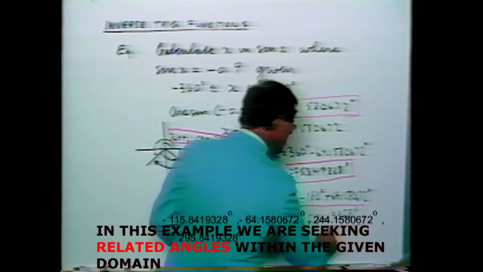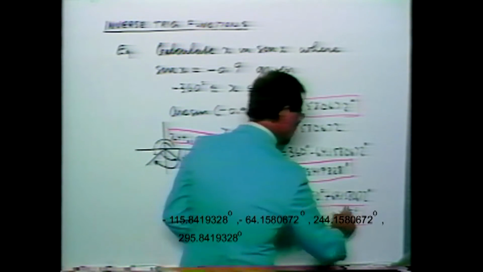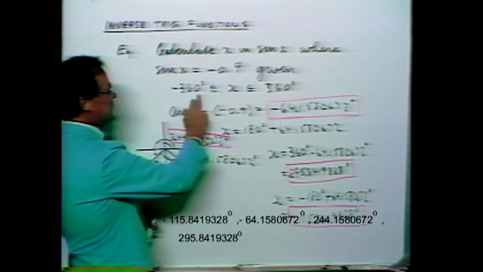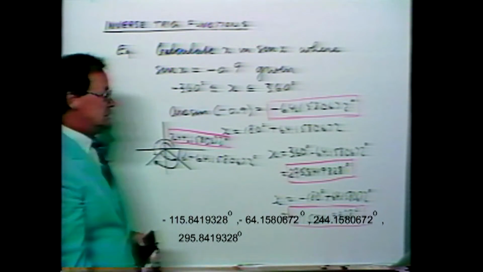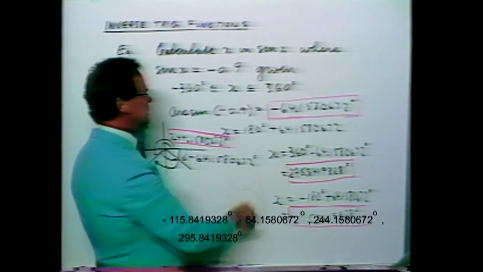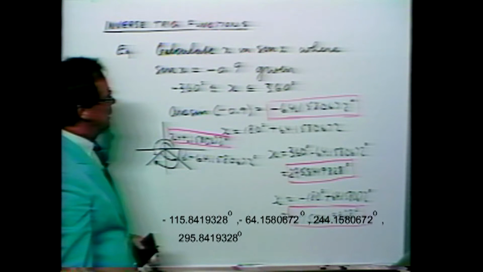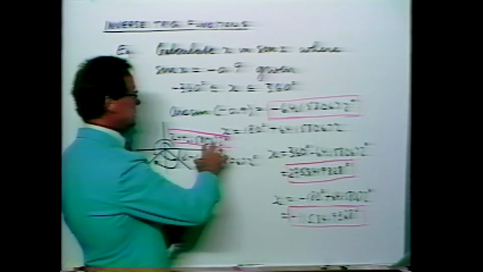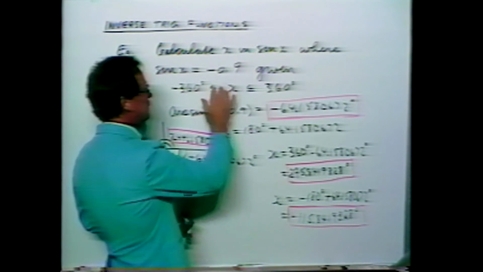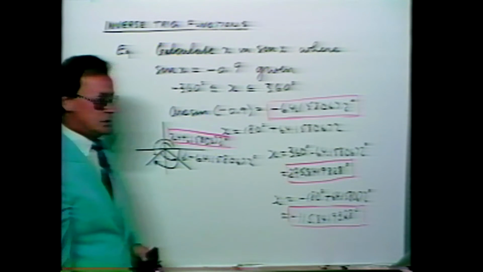And all of these results range between the limits negative 360 degrees and positive 360 degrees. If you placed any one of those quantities in your calculator and worked out their trigonometric sines, you will get negative 0.9 as the answers.